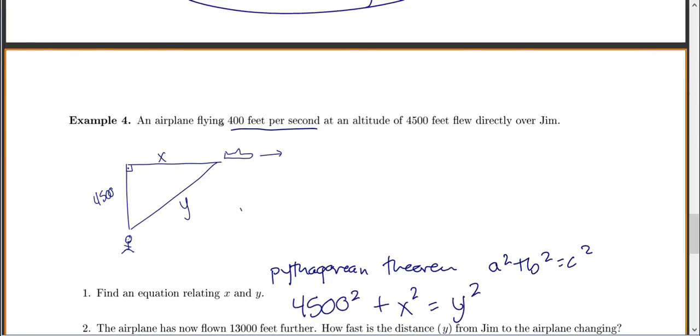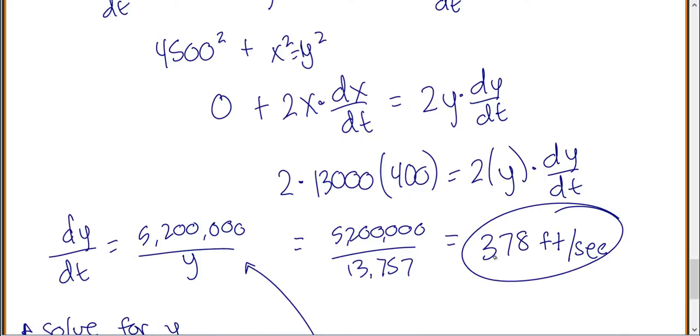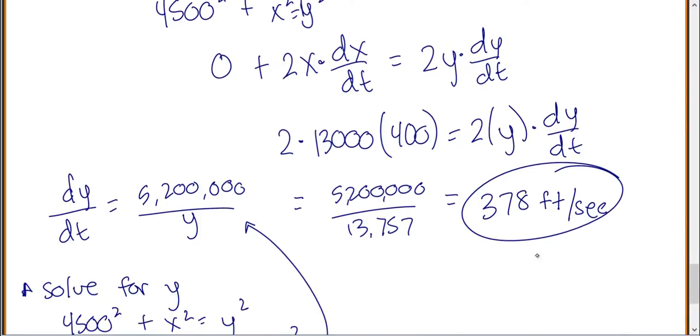So let's see. Our airplane's flying 400 feet per second up here, so our actual distance here is changing at a rate of 378 feet per second.